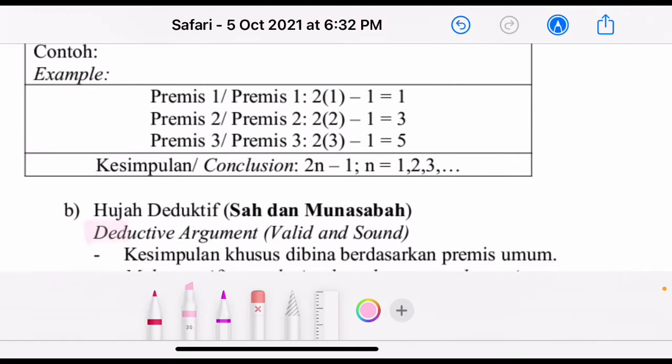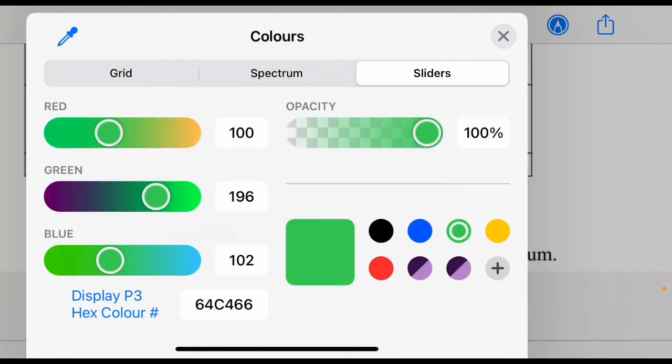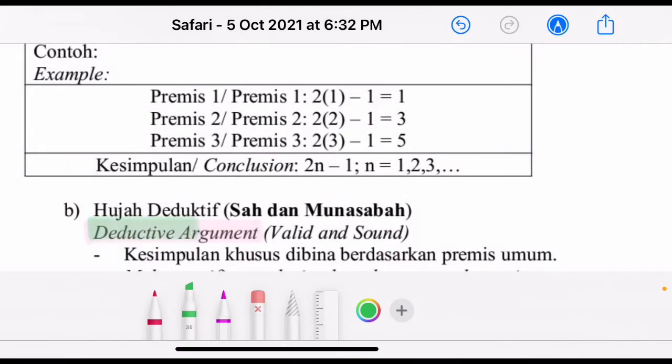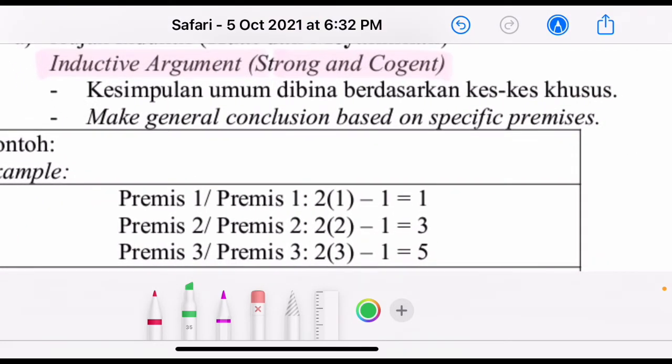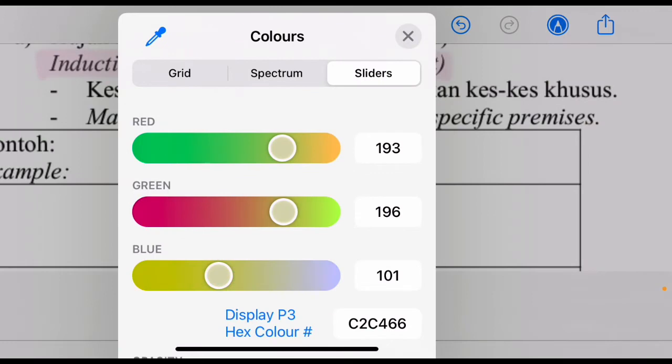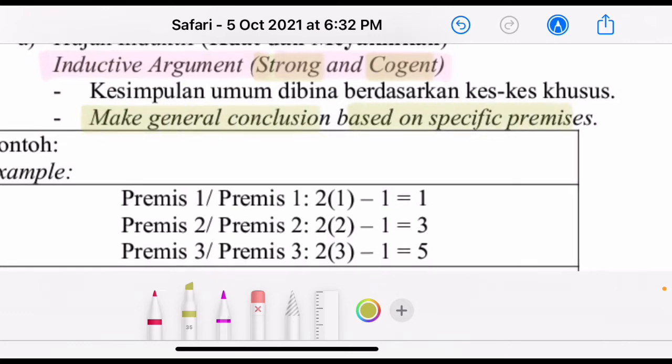Alright, deductive argument. For deductive, we always use the terms valid and sound. Okay, so let's have a look at inductive argument. For inductive argument, we will use the terms strong and cogent. Make a general conclusion based on specific premises.